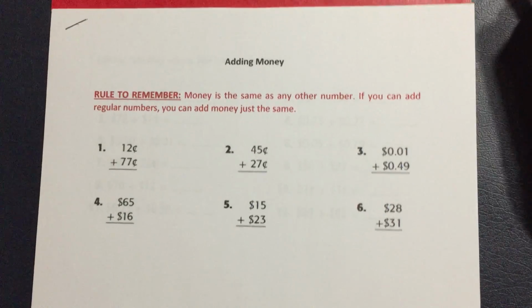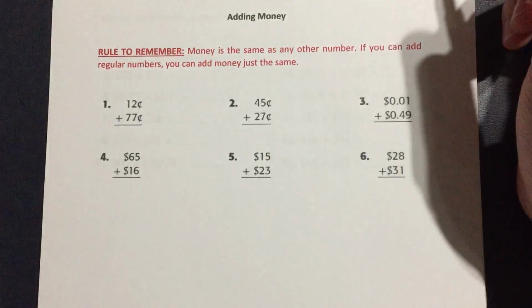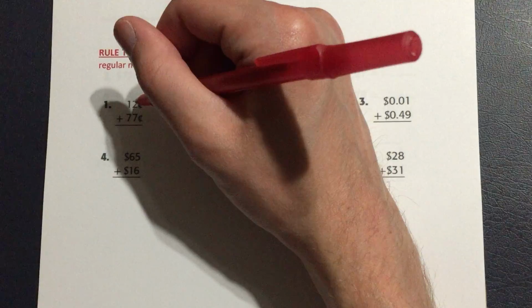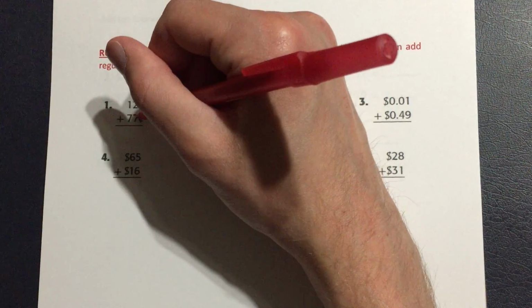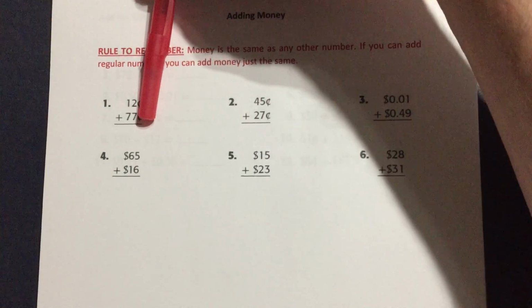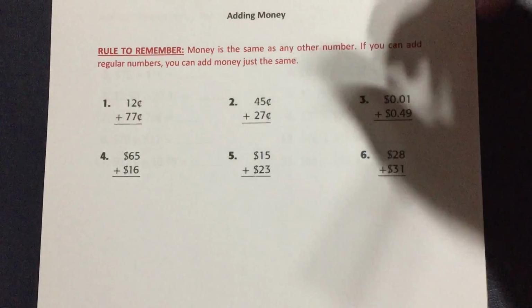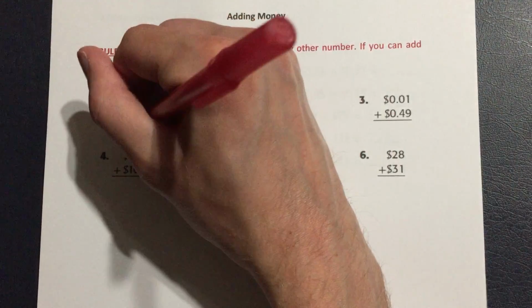So for example, let's take a look at this first one. We have 12 cents plus 77 cents. Well, just like I said last time, we're going to start with our ones first. 2 cents plus 7. And in fact, we're going to completely ignore the signs for now. We'll come back and we'll talk about the signs in a little bit. We have 2. We have 7. What's 2 plus 7? It's 9.